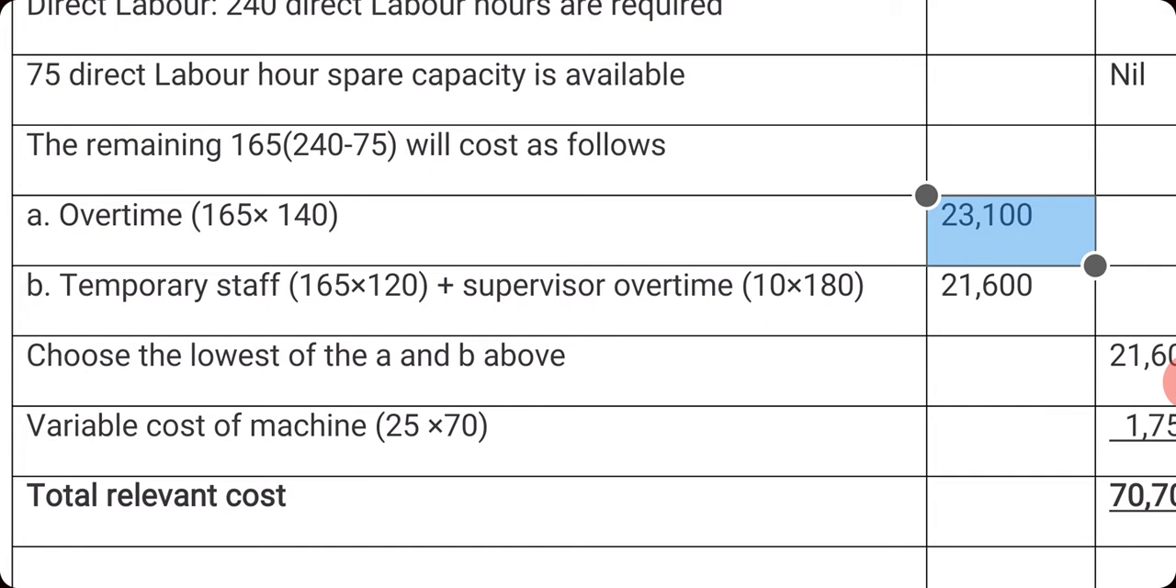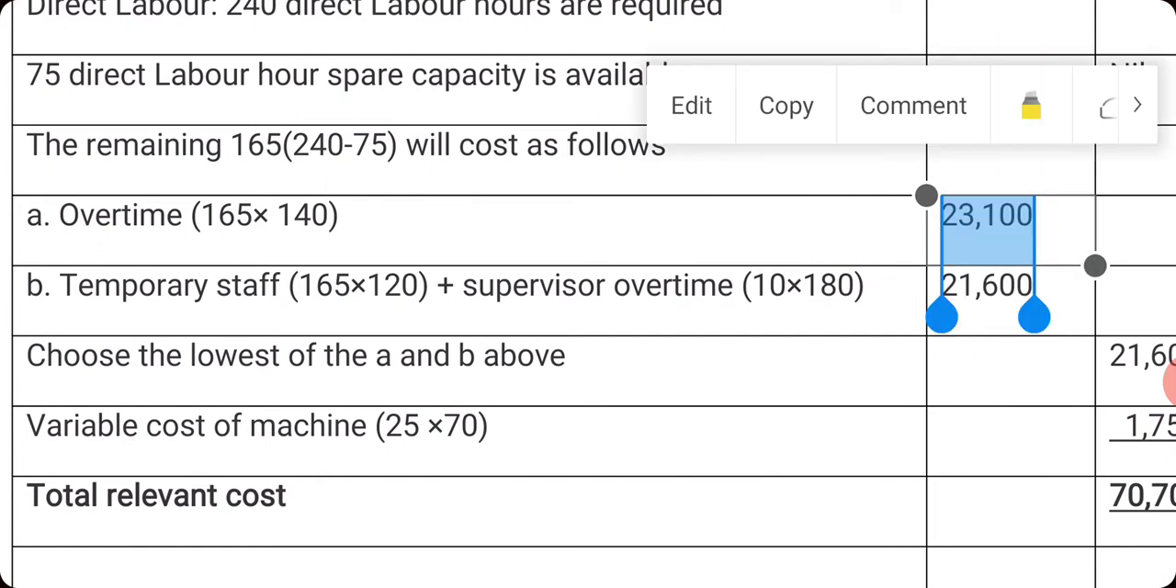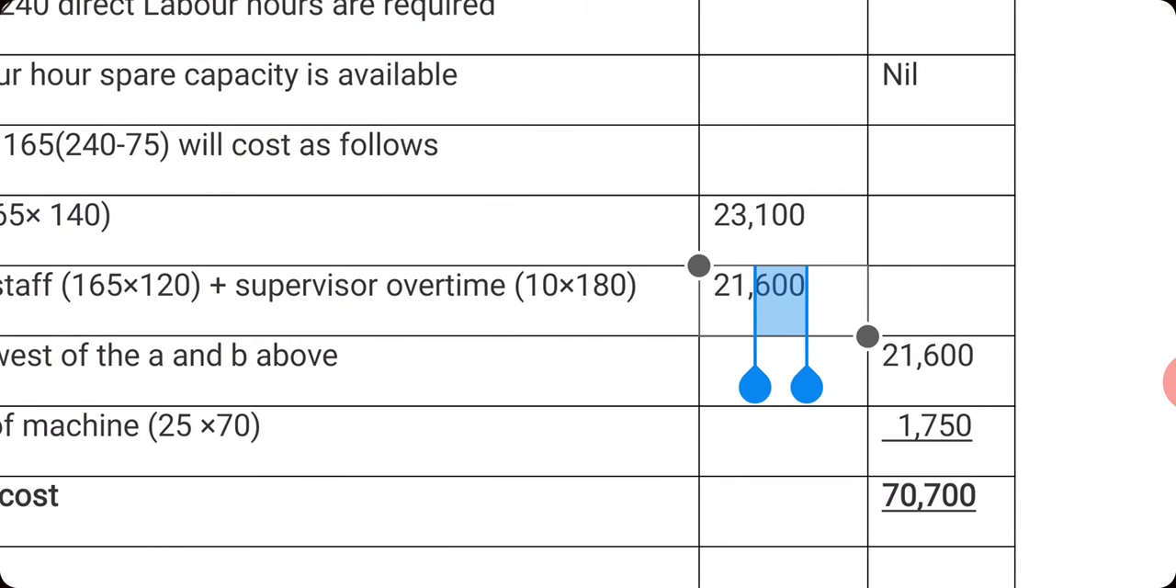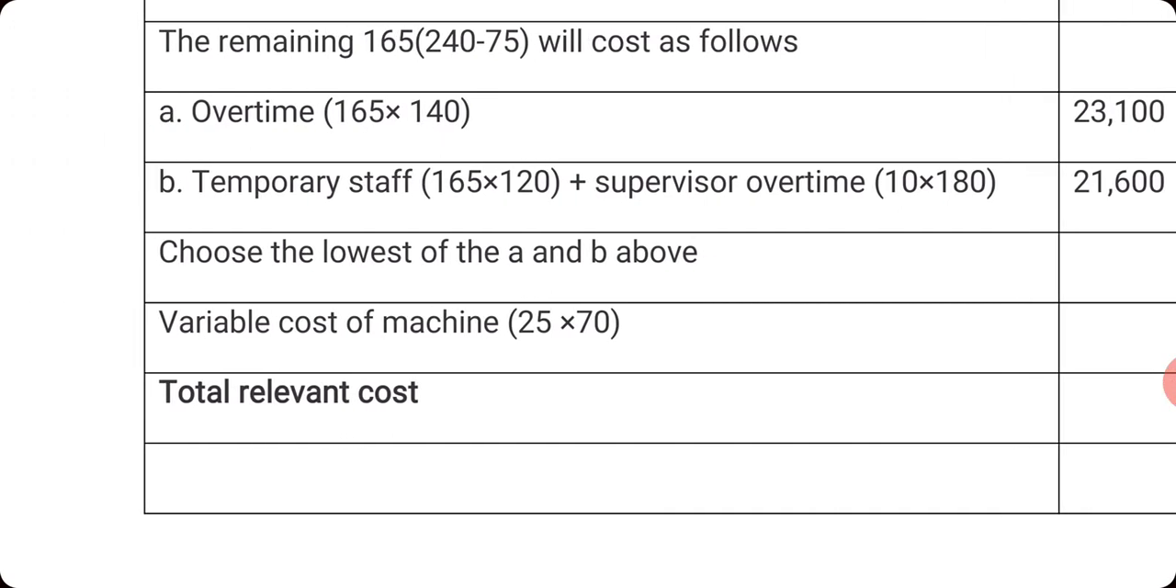So 120 times this, plus, because they are new, they would need a supervisor who would often be going through what they are doing and supposedly make corrections where necessary, and at the same time tell them what to do. And who will pay this supervisor 180 naira per hour, and this supervisor will work for 10 hours. So the aggregate of this temporary staff cost will give us 21,600. So you take the least, we are cost conscious. So you take the least cost, and the least cost will be 21,600. So that is the relevant cost of paying for the 165 hours remaining. So this is the relevant cost. You understand? Then we'll now move to our machine hours.